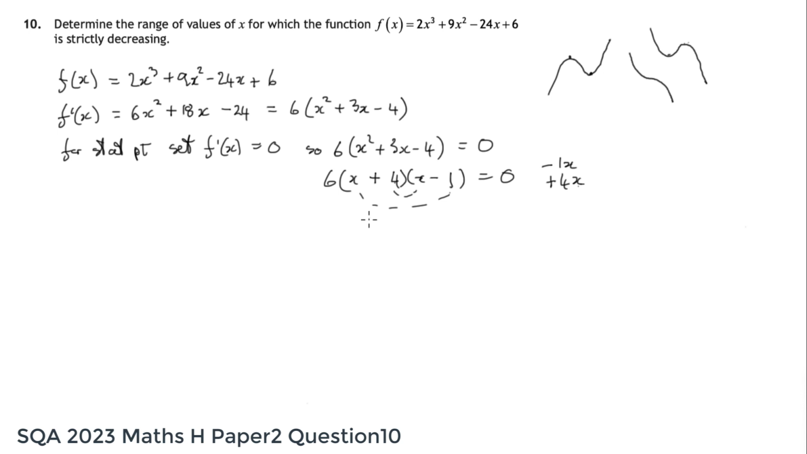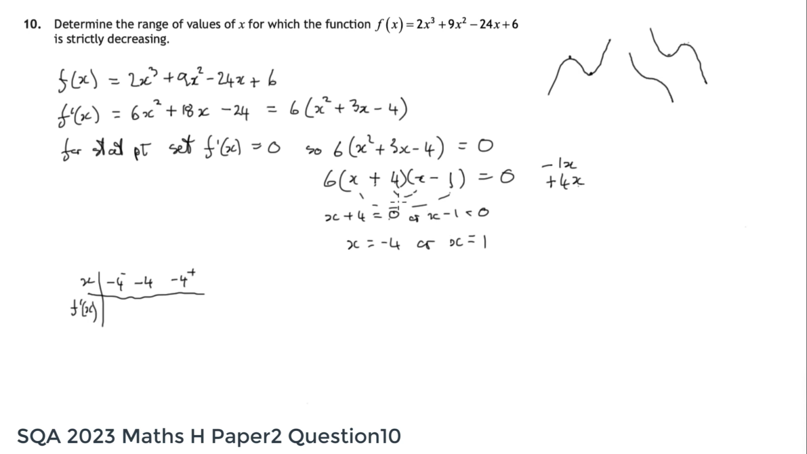So for this to be 0, either one or other of these two terms would be 0. So x plus 4 equals 0, or x minus 1 equals 0. If this was the case, x would be negative 4. If this was the case, x would be 1. Now we'll need to decide what's going on at the point negative 4. So we go a wee bit to the left, a wee bit to the right, and see what's happening. So that's our x value. We'll look at the gradient.